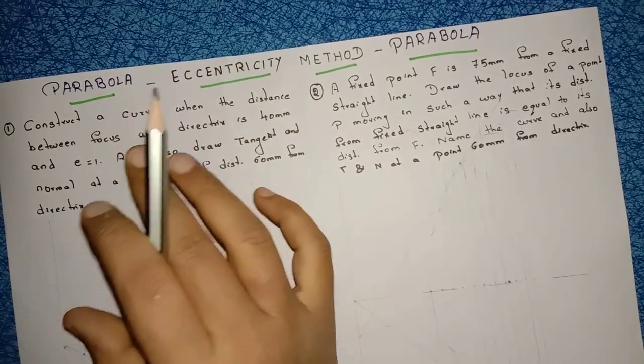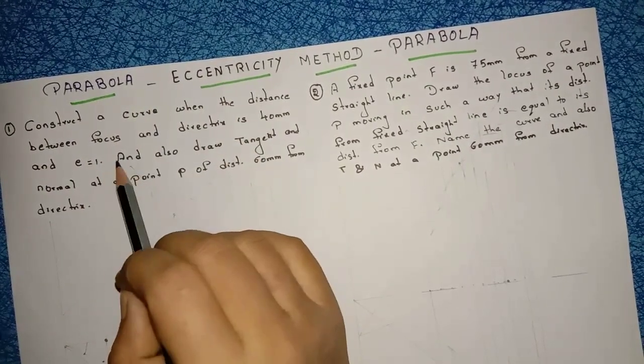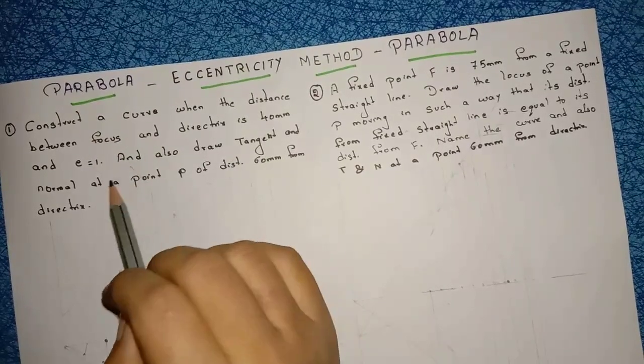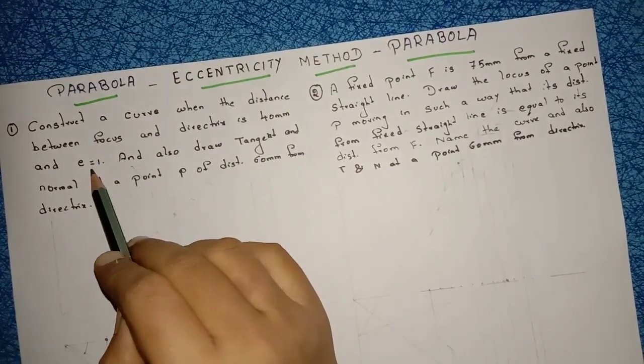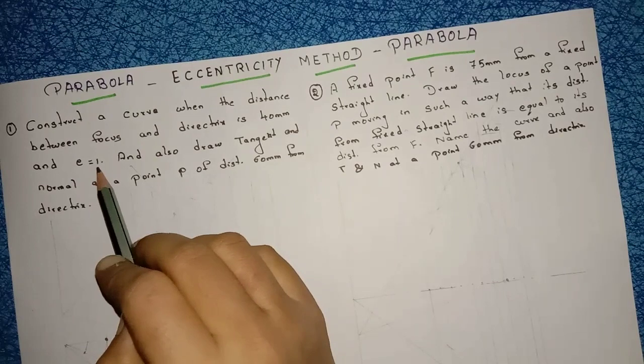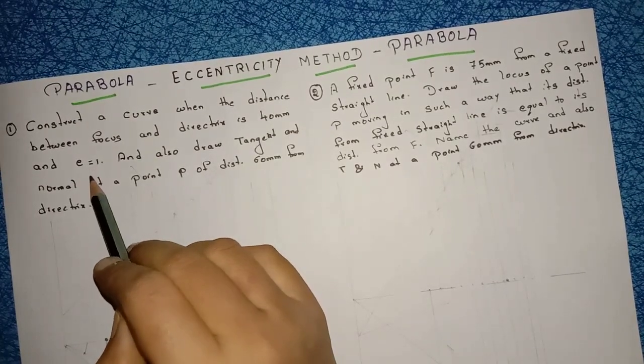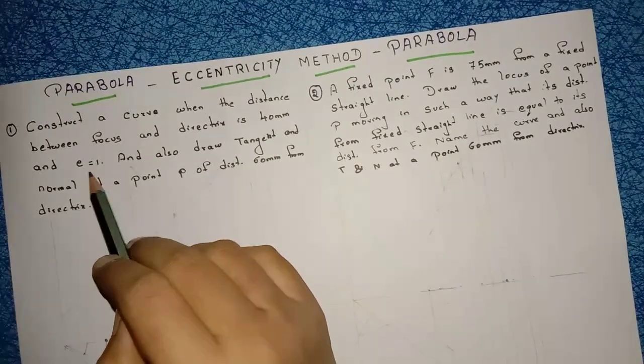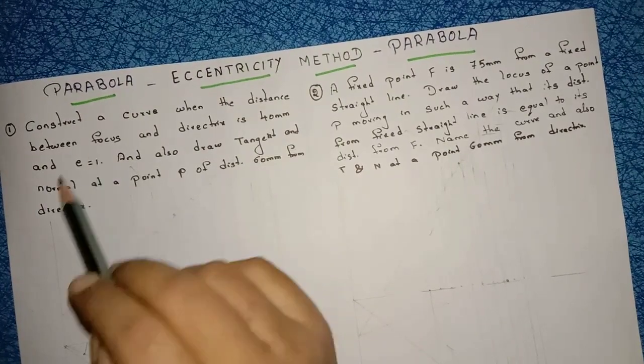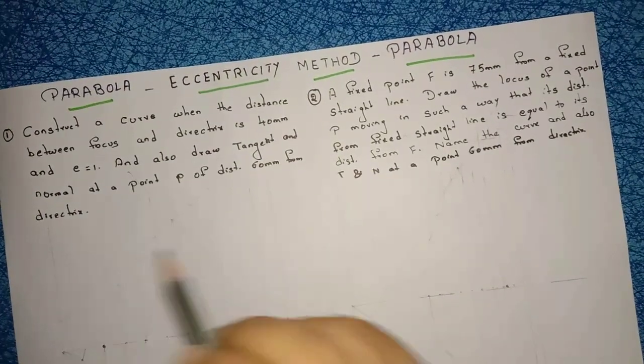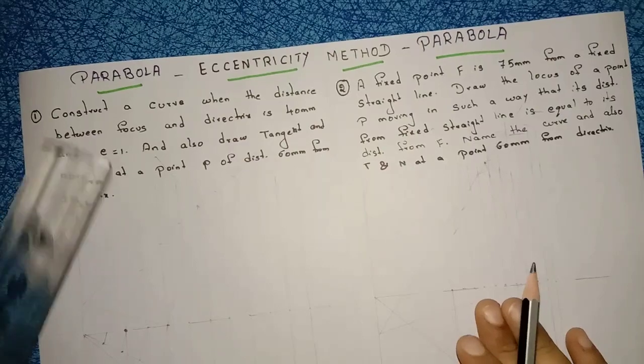I didn't mention anywhere to draw parabola, right? How to know to construct parabola? That depends on E value. If E is equal to unity, then you have to construct the parabola. Now how to construct the eccentricity method?